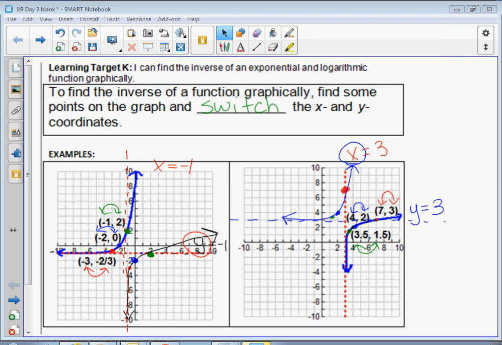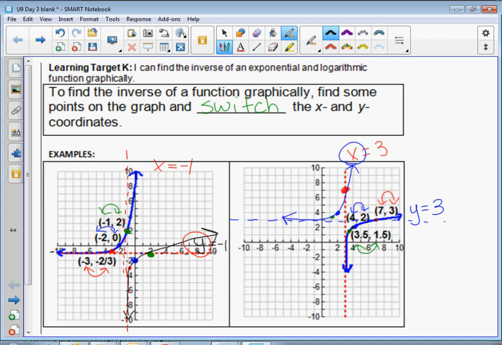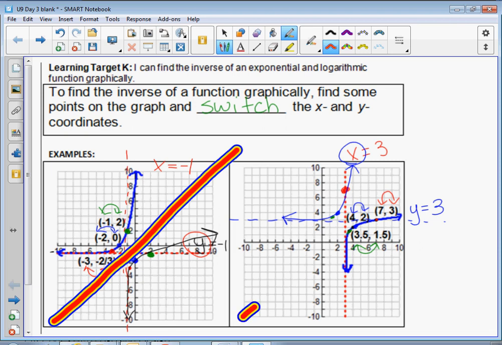And do these graphs look like reflections over the diagonal line y equals x? I just want to graph that. Okay, well, we want to look like a reflection over this diagonal line y equals x. So if I folded either graph along this line y equals x, would one graph stamp onto the other? The answer should be yes. And we have graphed the inverse. And we've done it graphically because we started with a graph and we switched some points.